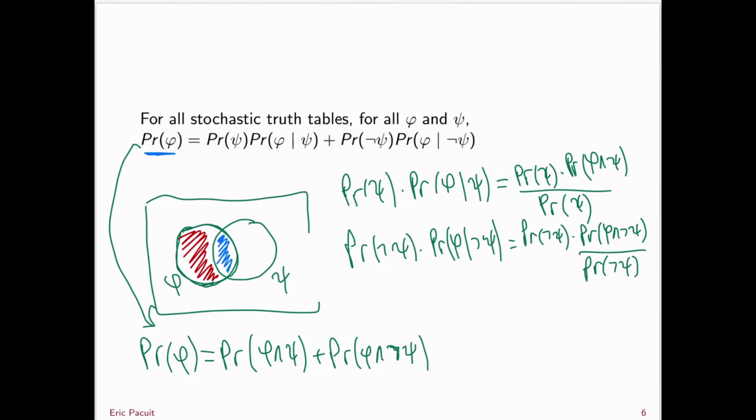Now, again, we're going to see that in this first equation right here, the probabilities of psi cancel and the probabilities of not psi cancel. So if I were to add these two numbers, I'm just going to get the probability of phi and psi plus the probability of phi and not psi. So these two numbers are going to be the same. So the probability of phi is equal to the sum of those two numbers. And we get that the probability of phi is equal to the probability of psi times the probability of phi given psi plus the probability of not psi times the probability of phi given not psi. And this is a very important property that you'll use from time to time.